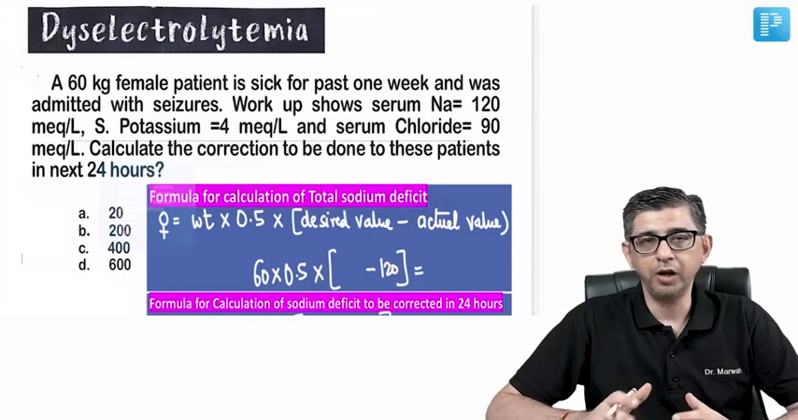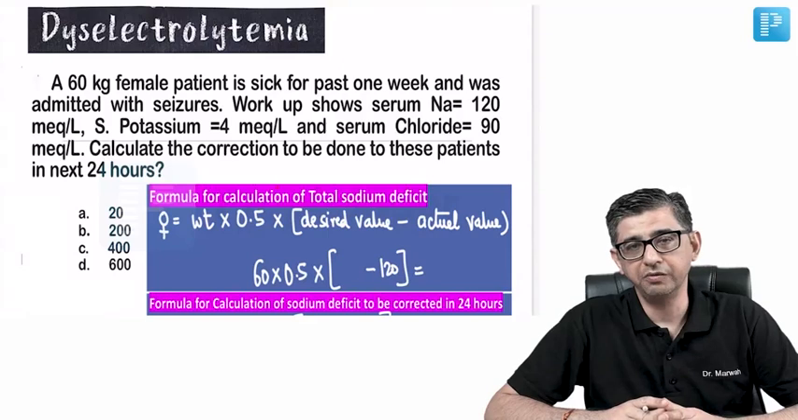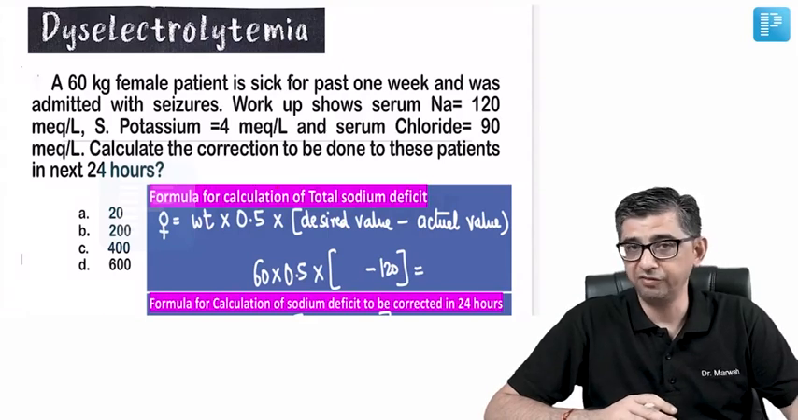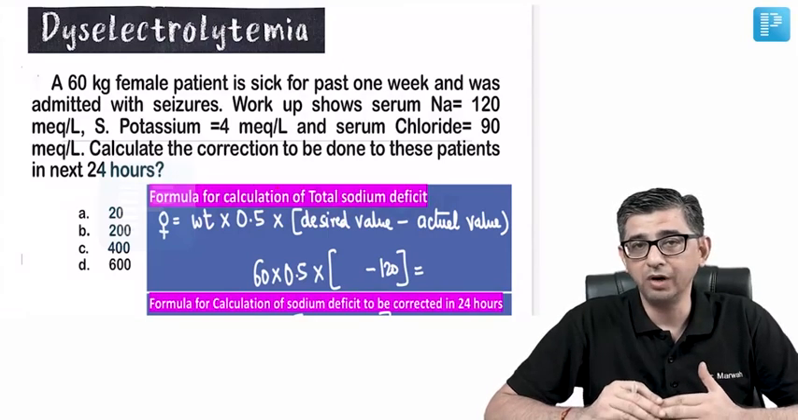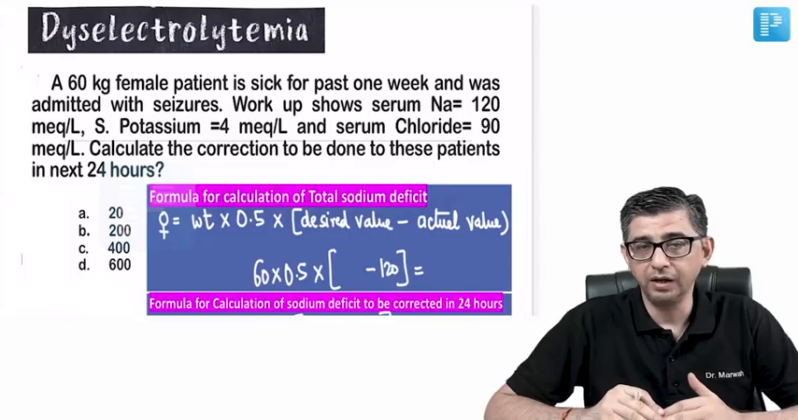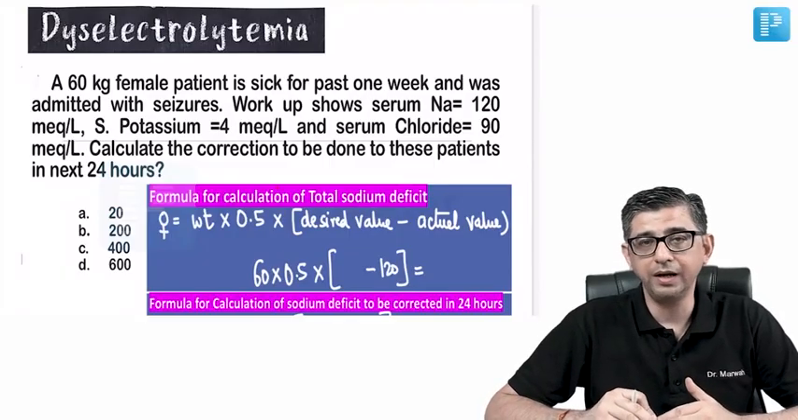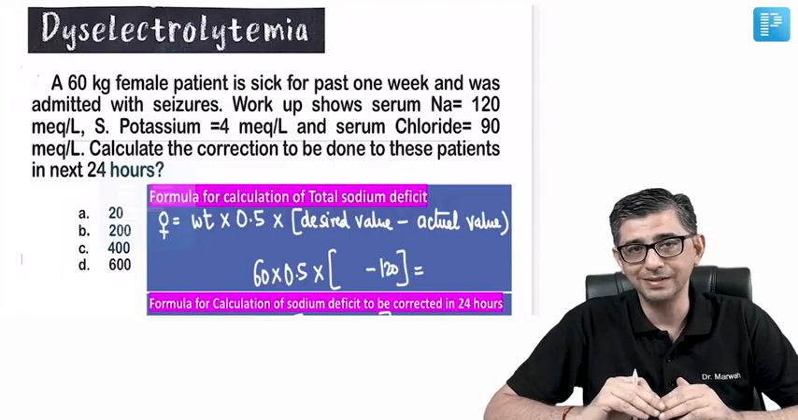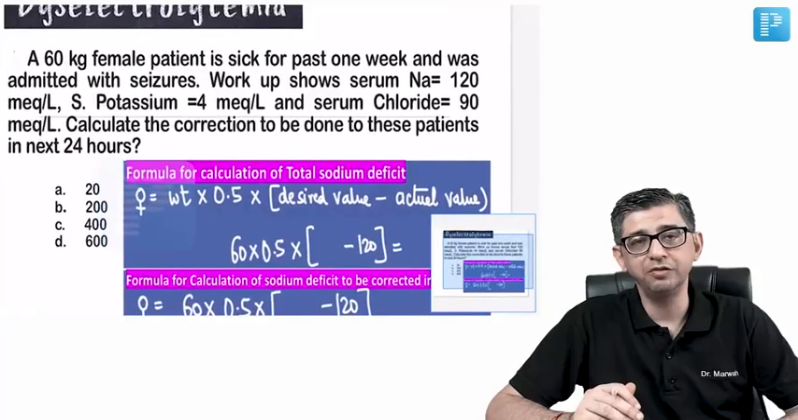The normal sodium in the body would be between 135 to 145, any value less than 125 and any value more than 158 millimoles can cause fluid shifts across the brain and can explain the development of seizures. Now this question said a 60 kg female.